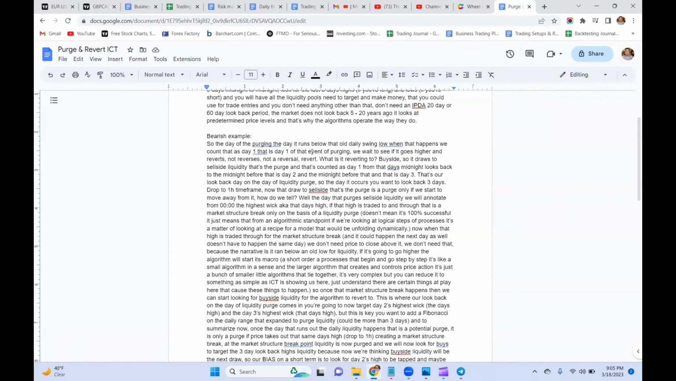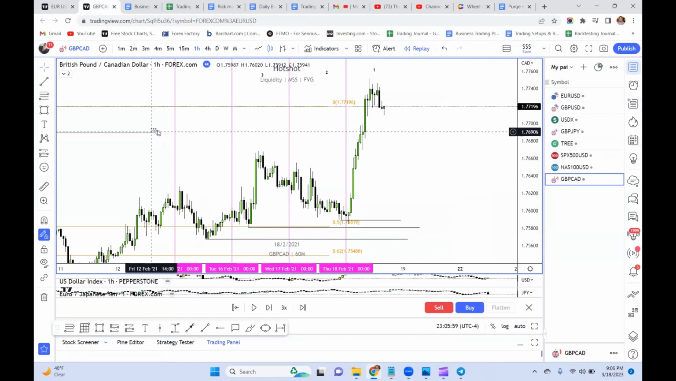So we wait to see if it goes lower and reverts, not reverses, not a reversal, revert. What is it reverting to? Sell side. Okay. Remember, it's a bullish example, not a bearish example. This is written as a bearish example, just to remind y'all. Okay. Sell side. So it draws to buy side liquidity. That's the purge. This is the buy side liquidity that it just purged.